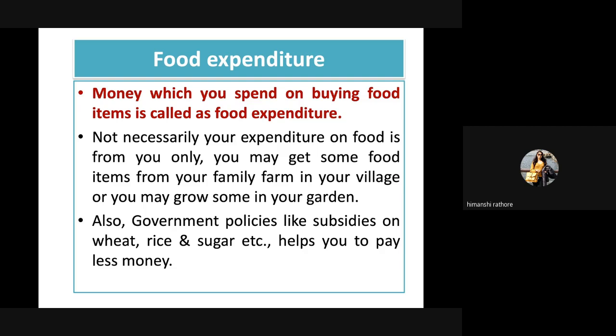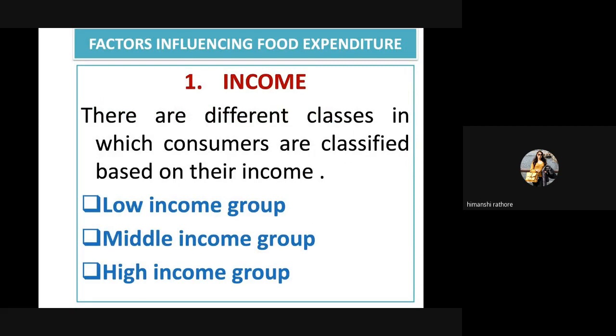And whatever you are spending on purchasing the food, or the house, or paying the rent, or paying the electricity bill, that is all known as expenditure. And there are three income groups: low income group, middle income group, and high income group.